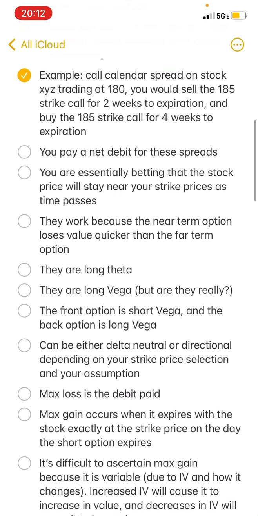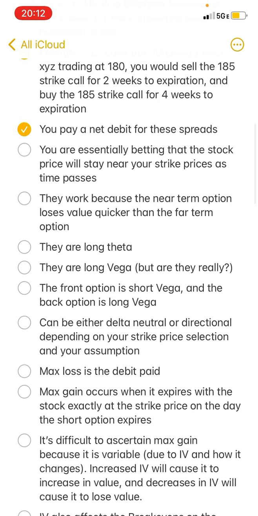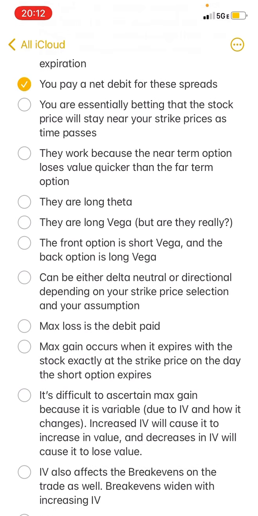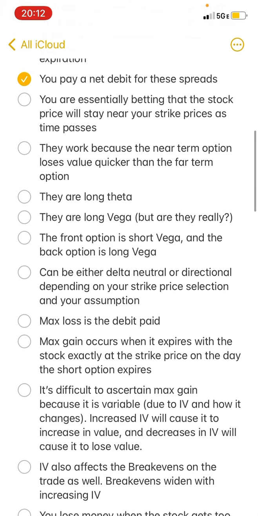Now with all of these calendar spreads, you are paying a net debit for these spreads. So there is a defined loss on these. There's no unlimited loss, like with selling ratio spreads or short puts, short calls, stuff like that. So what you pay is what you get. That's the most that you can absolutely possibly lose on the trade, and sometimes even less. And I'll go over that later.